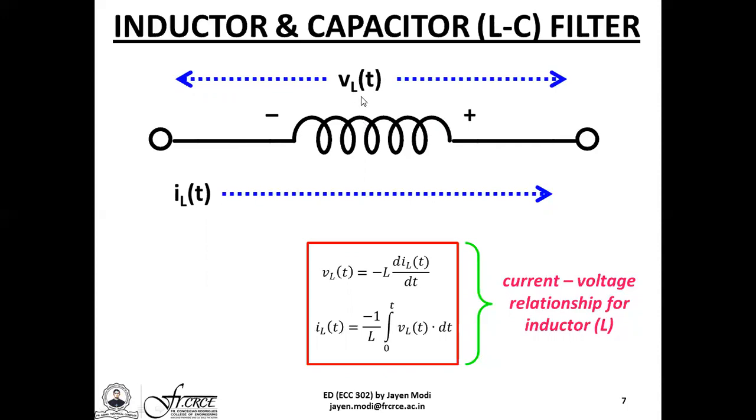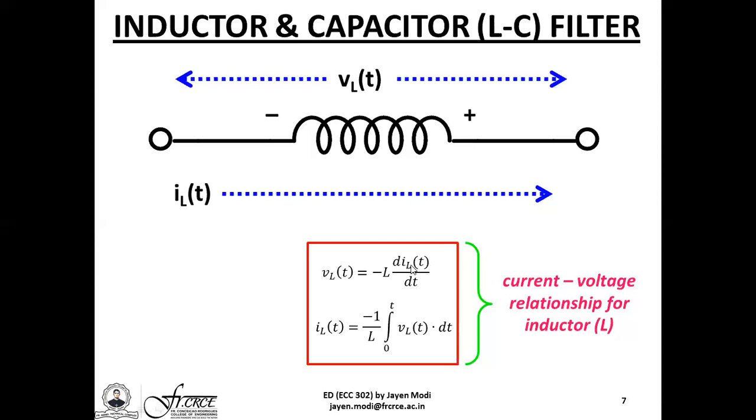The equation that describes the relationship of VL of t and IL of t is given by the voltage is equal to minus L dIL by dt, and the negative sign is due to the phenomenon of Lenz's law, because this will oppose the very cause producing it.